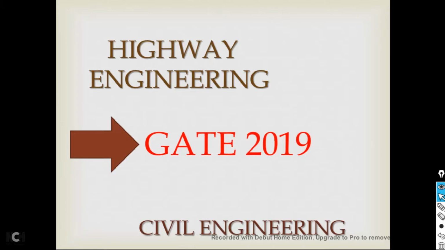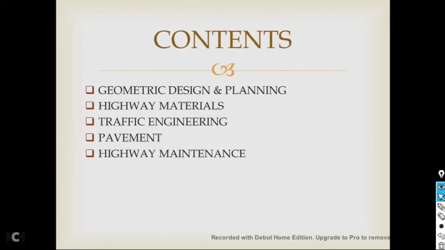And the first subject I am going to start is highway engineering. At first, let's see the sub chapters of highway engineering. The contents: the first chapter is geometric design and planning. Second is highway materials. Third is traffic engineering. Fourth is pavement design. And last but not the least is highway maintenance. From these, traffic engineering and geometric design and planning carry more weightage than the others. Highway materials is also an important chapter. Pavement is also important, but highway maintenance is not that important compared to the other four chapters. Okay, so let's start highway engineering.